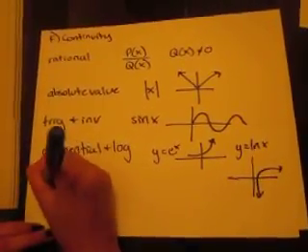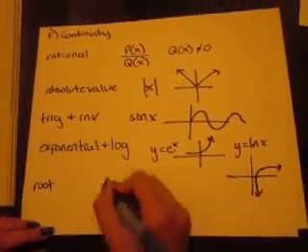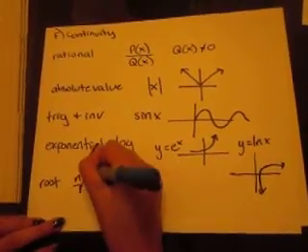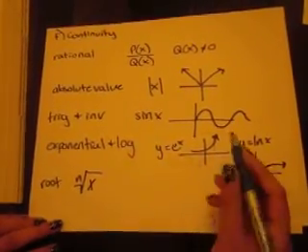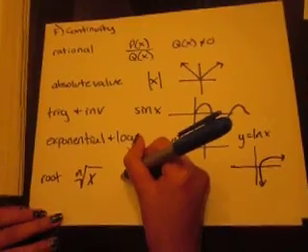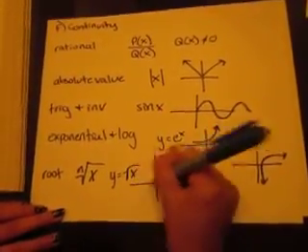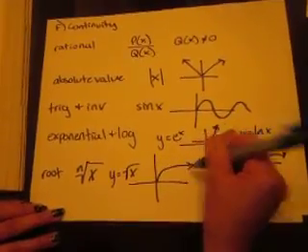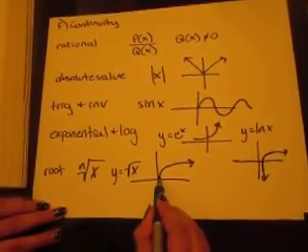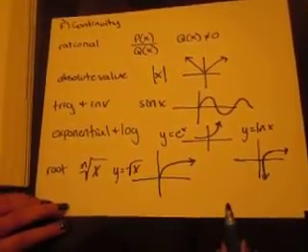Root functions are continuous everywhere in their domain, like the square root of x, so y equals the square root of x. It's like this. It's continuous everywhere in its domain. So it's not continuous here, but that's not in its domain, so it doesn't matter.